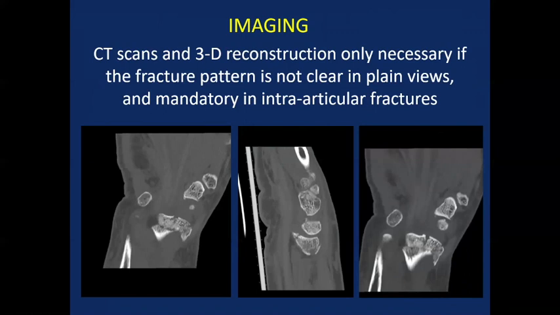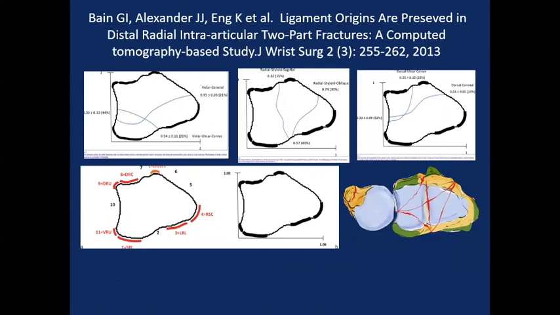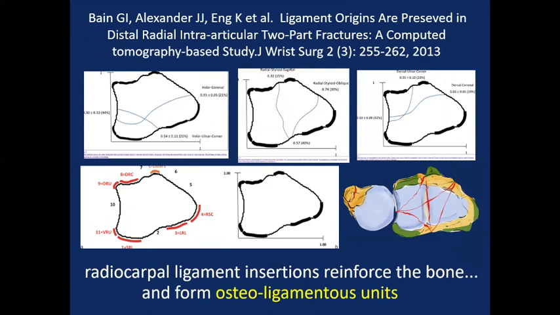Described experimentally in cadavers a classification of intraarticular and extraarticular fractures, and stressed the importance of the ligament insertion origins in their displaced fragments based on the direction of the acting forces. Bain and associates found that the fracture lines do not enter the ligament attachments on the distal radius. They pass between them. And what they do, these attachments reinforce the bone and form an osteoligament unit with a fracture fragment. These are all articular fractures.